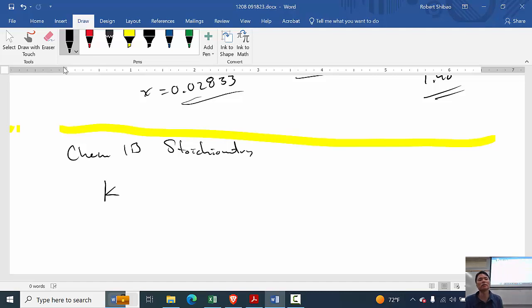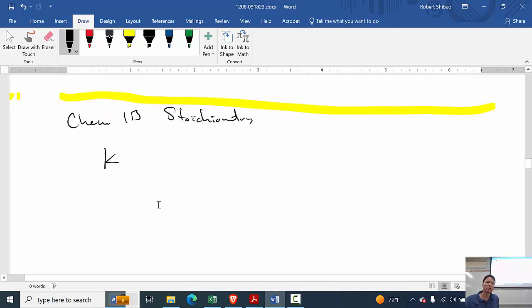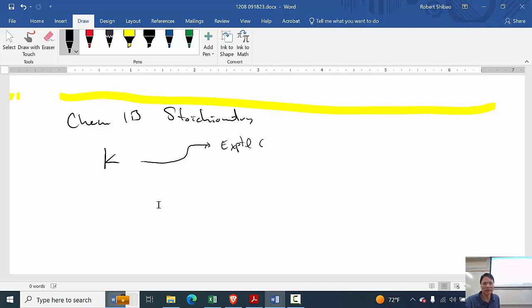The equilibrium constant. So what are the ways to determine the equilibrium constant? One way of determining the equilibrium constant is by observations, that is, experiments. I'll just call it experimental observations. In other words, we'll just measure the equilibrium concentration.